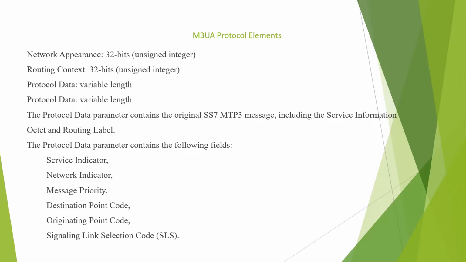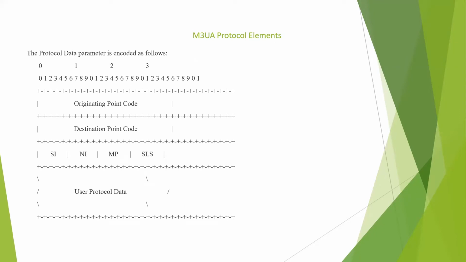The network appearance is a 32-bit unsigned integer, and the routing context is also 32 bits. Protocol data is of variable length, and the protocol data parameter contains the original SS7 MTP3 message, including the service information octet and routing label. The protocol data parameter contains the following fields: service indicator, network indicator, message priority, destination point code, originating point code, and also the SLS, which is the signaling link selection. We'll see these fields when we walk through a Wireshark trace. This is just the protocol data parameter in encoded format.